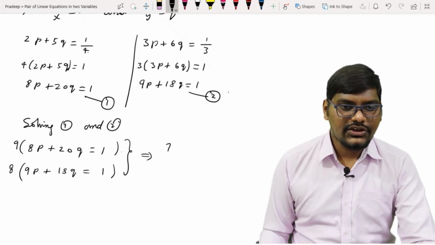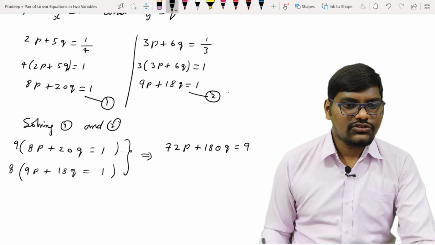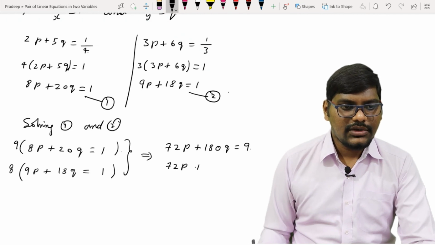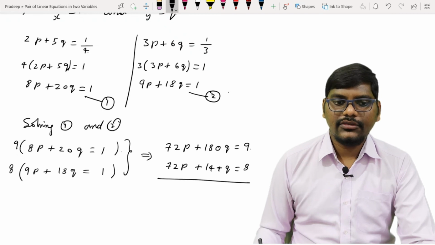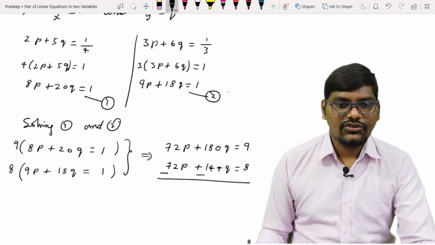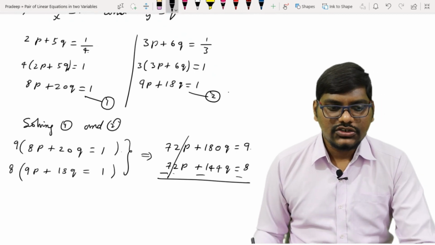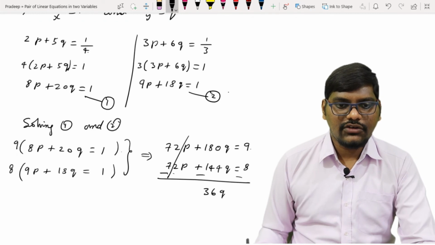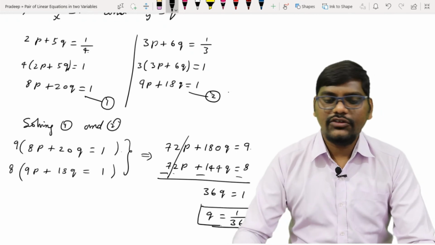9 8s are 72p plus 9 2s are 18, that is 180q, equal to 9 ones, which is 9. Here also 8 9s are 72p plus 18 8s, in the sense 144q, equal to 8 ones, which is 8. So this is minus, minus, so these both get cancelled. So 180 minus 144 gives 36q equal to 9 minus 8, which is 1. So the q value we got is 1 by 36.